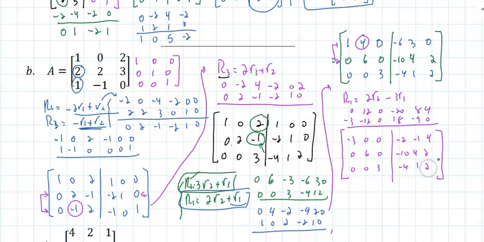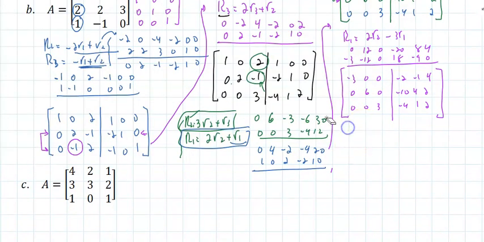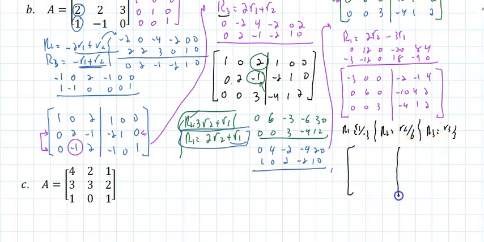And the last step, to make row 1 a 1, take row 1 divided by negative 3. Let row 1 equal row 1 divided by negative 3, and let row 2 equal row 2 divided by 6, and let row 3 equal row 3 divided by 3. If I divide row 1 by negative 3, I'll get a 1, 0, 0, 2/3, 1/3, and negative 4/3.